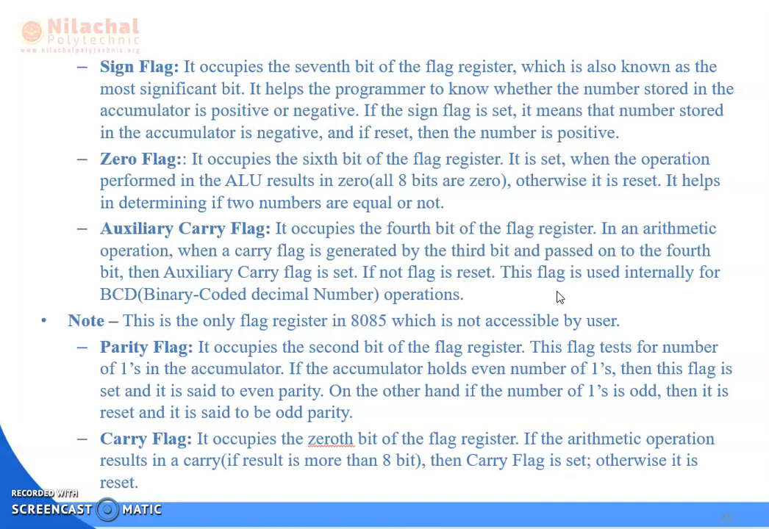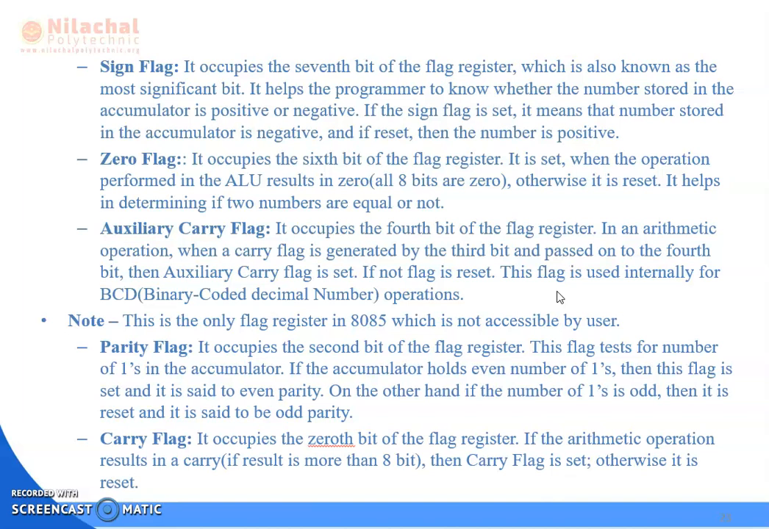Next is the zero flag. It occupies the 6th bit of the flag register. It is set when the operation performed in the ALU, that is the arithmetic logic unit, results in 0, that is all bits are 0. Otherwise, it is reset. It helps in determining whether two numbers are equal or not.